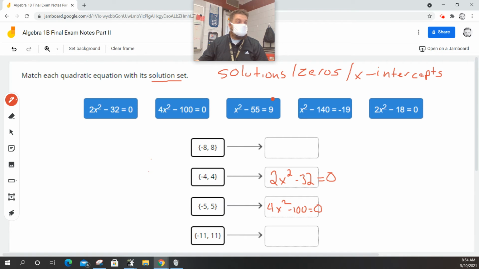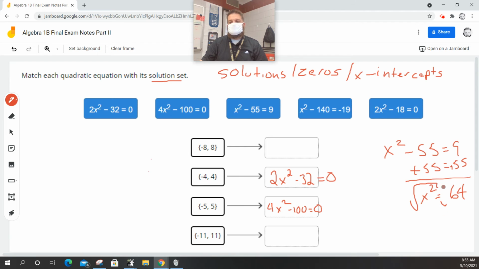Another way you could look at this that might be pretty easy is, what if I take this next one, x squared minus 55 equals 9? Could I add 55 to both sides? Yeah. That gives me x squared equals 64. If I take the square root of both sides, what's the square root of 64? Plus or minus 8. So this one is x squared minus 55 equals 9. That one's right here.